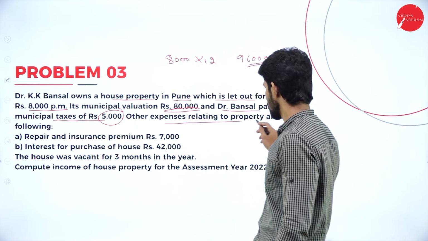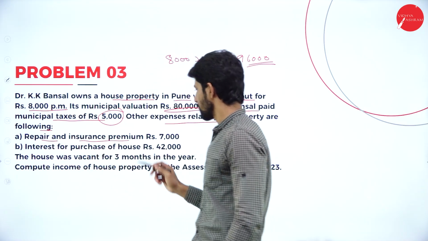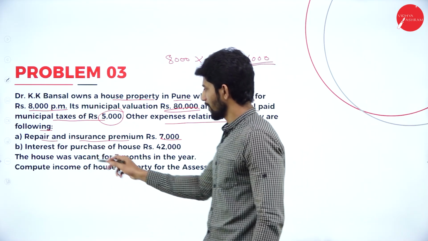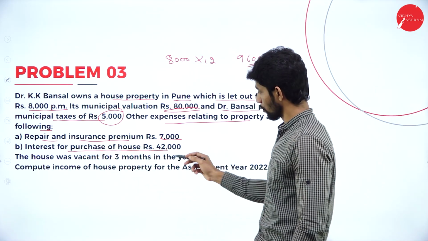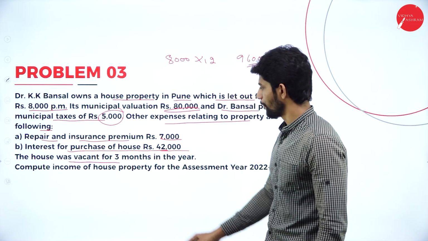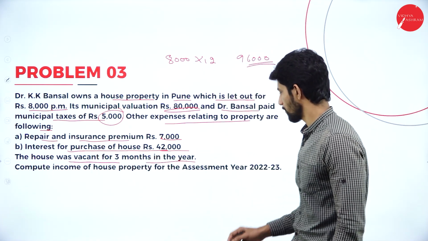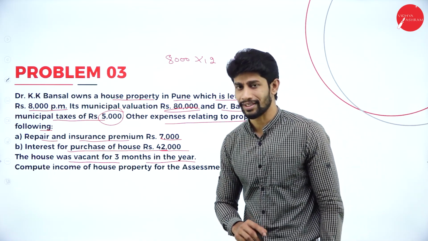So other expenses relating to the property are the following. Repair and insurance premium rupees 7,000. Interest for purchase of house rupees 42,000 and the house was vacant for 3 months in the year. And compute income from house property for the assessment year 22-23.